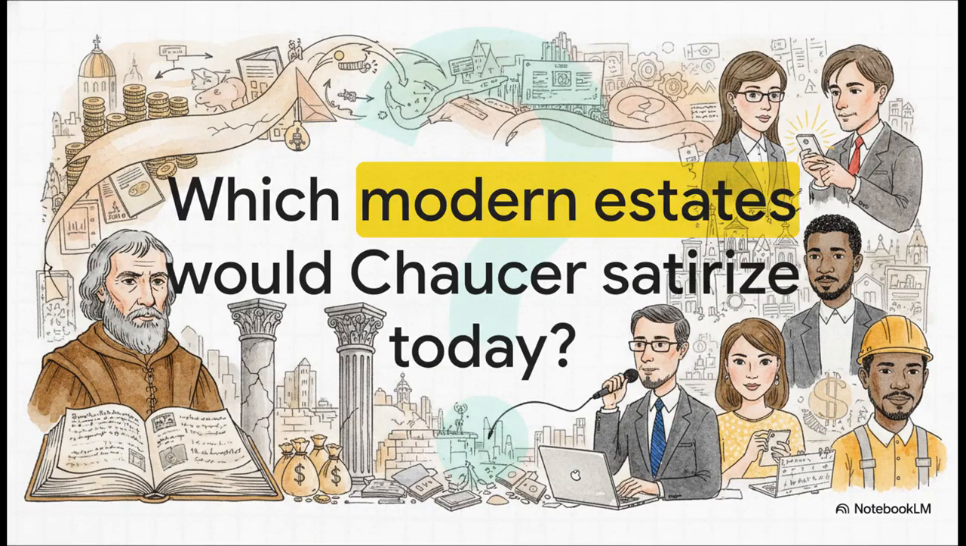So, what you should really take away from this explainer is that the 14th century's societal growing pains, the shifting wealth, the institutional corruption, the changing gender dynamics, they're all universally human. Chaucer just held up a mirror to it all. Which leaves us with a pretty fascinating question to think about. If Chaucer were writing today, who would be the pilgrims on his modern journey, and which of our modern estates would he be satirizing?